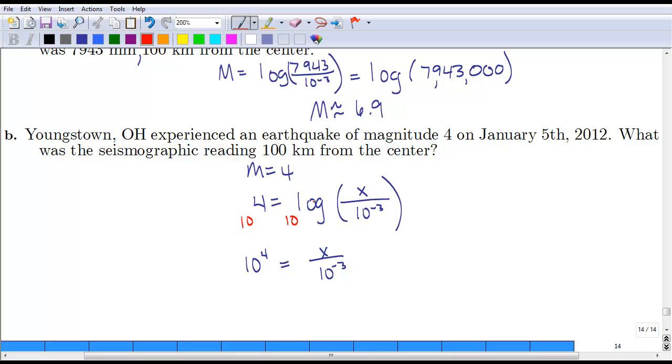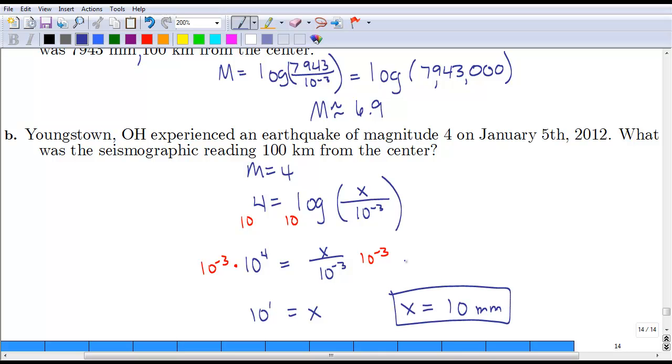So now to get rid of that, we would multiply by 10 to the negative third on both sides. And in this case, 10 to the negative third times 10 to the fourth, add those exponents, you end up with 10 to the 1 is equal to x. So in this case, x was simply just 10 millimeters. Not a whole lot. And if you didn't feel it, I don't blame you.